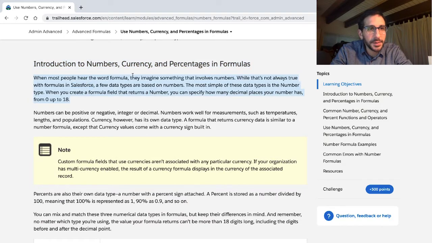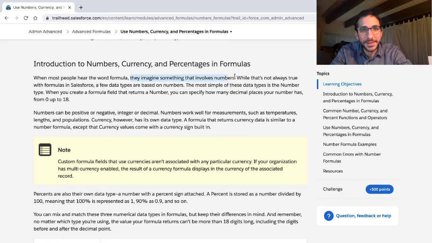When most people hear the word formula, what do you think of? You think formula. It's what you give babies if you're not nursing. That's formula, if you ask me. They imagine something that involves numbers. If I just say formula, I would never call it... that's a math problem. Why am I doing this to myself?